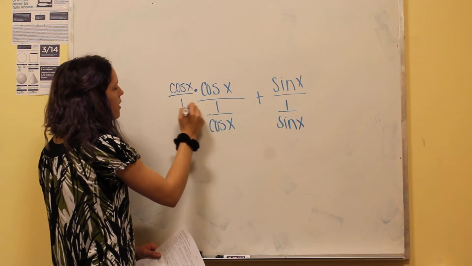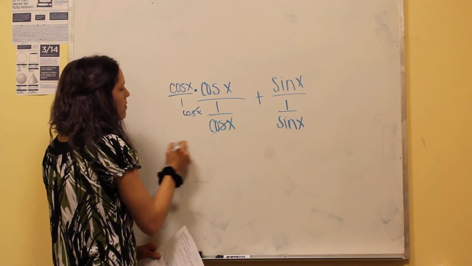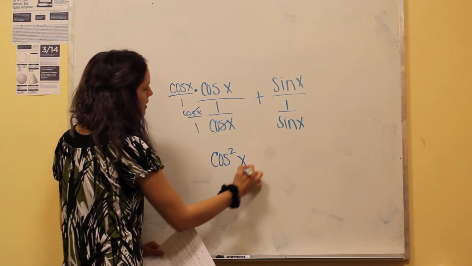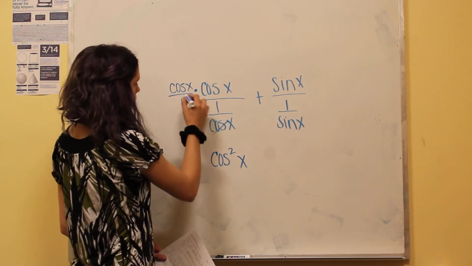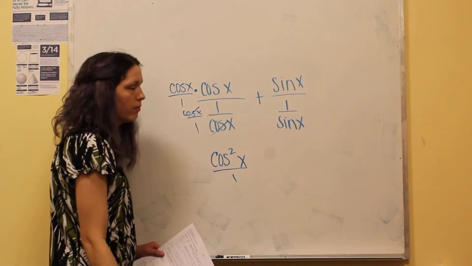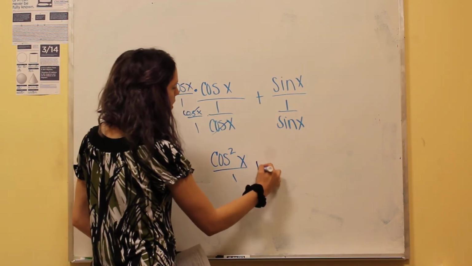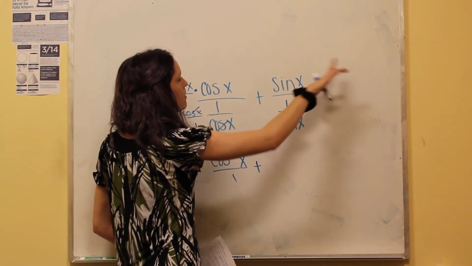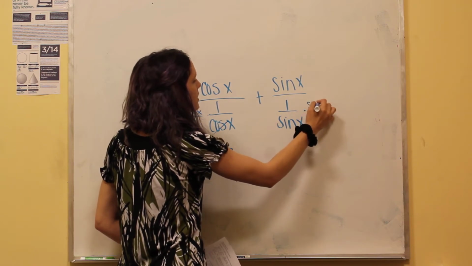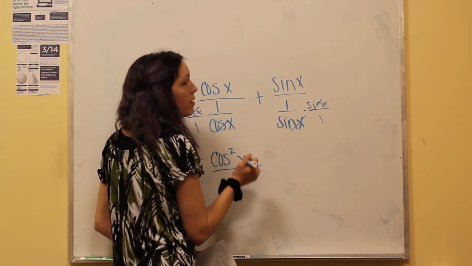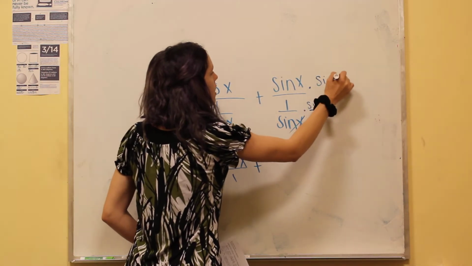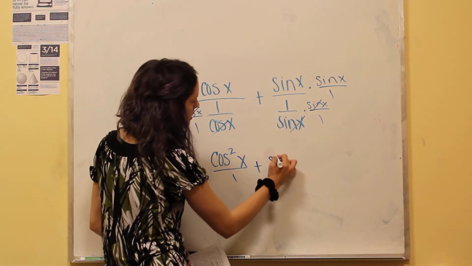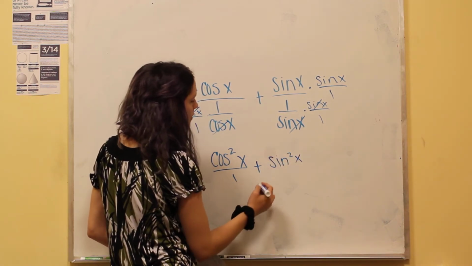So what happens over here is, of course, the bottom is going to cancel out. And on the top, I'm going to get cosine squared x now over 1, if you want to put that. Not necessary. And then plus, and over here, I'm going to do the same thing. So dividing by a fraction is the same as multiplying by the reciprocal. So that's exactly what I'm going to do. And in the bottom, those are going to cancel. And then on top, I'm going to get something like this. So sine times sine gives me sine squared x.